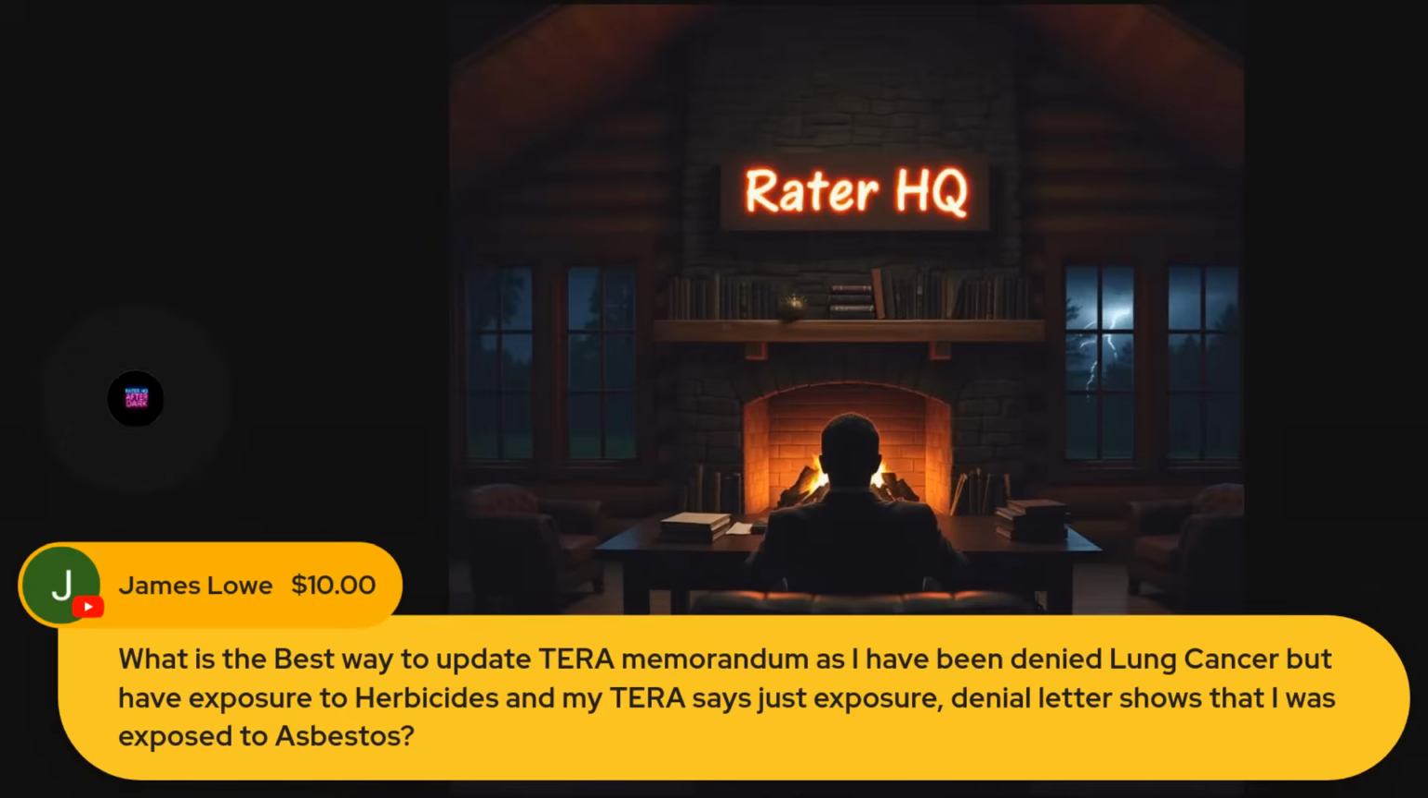Now, how do you update it? You would fill out a form, could be any form, there's no specific form to do it. You could do it on a statement in support of claim form, VA Form 21-4138. And you could just say, hey, look, I was exposed to A, B, C, and D chemicals. You have to explicitly state them. I was exposed to this based on these job duties at this location at this time. And if they fall within the circumstances of your service, then the TERA memorandum would be updated. So that's kind of how that one works.